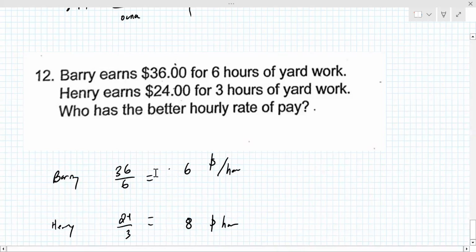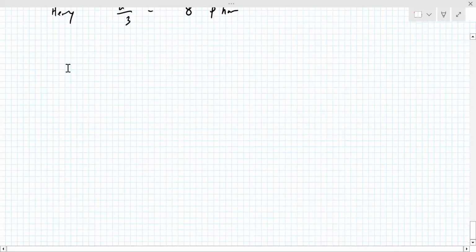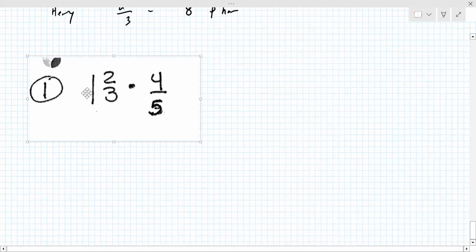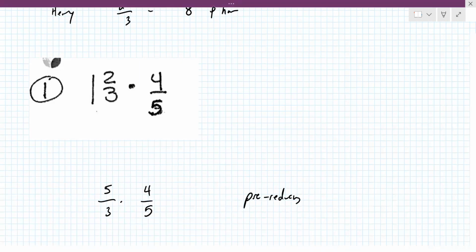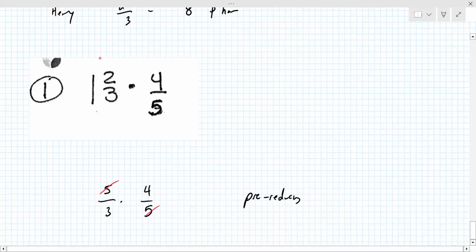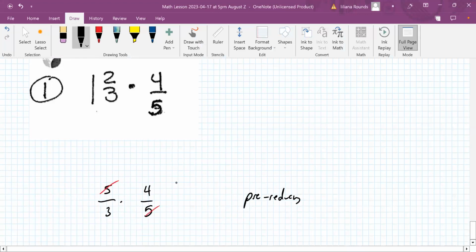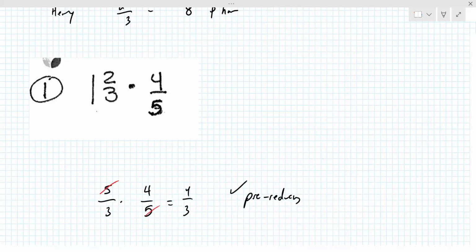All right, very good. So real quick here, let me just remind you how to do the next grouping of problems. You have to convert the mixed number into an improper fraction. So this would be 5/3 times 4/5. And do you remember how we talked about pre-reducing? So in this problem, the 5s cancel and you get 4 divided by 3. All right, so unfortunately we do have to stop here for today, and we didn't get through everything.